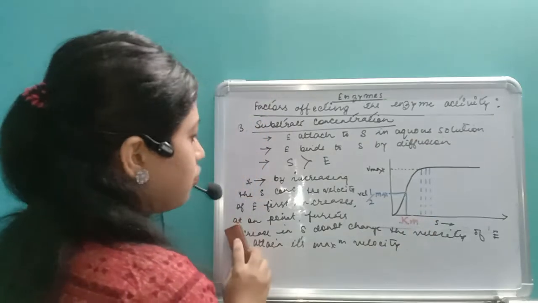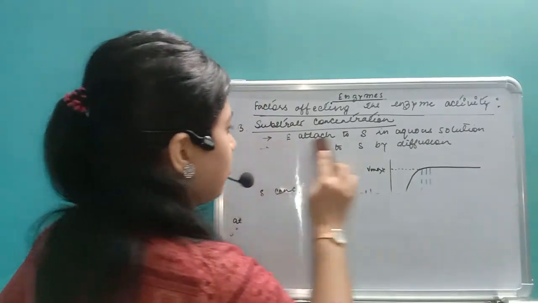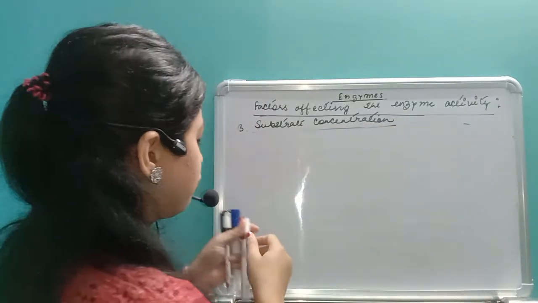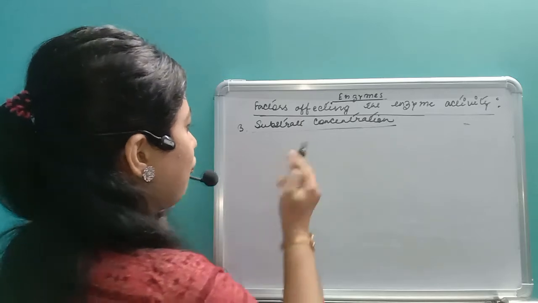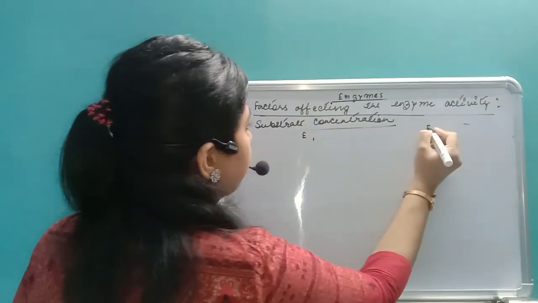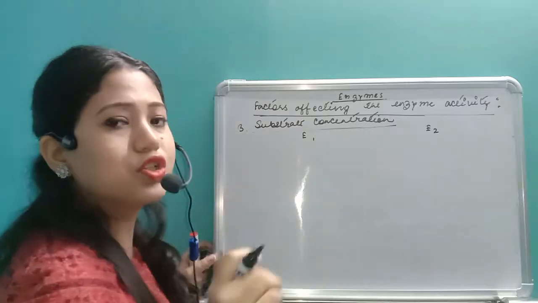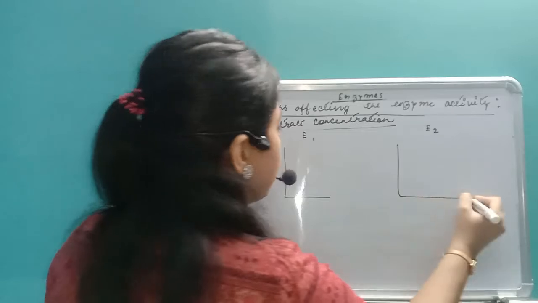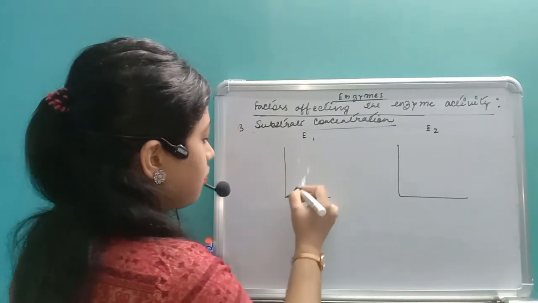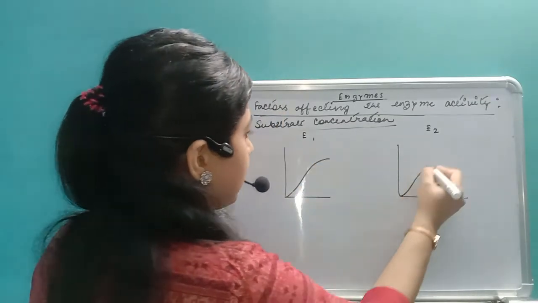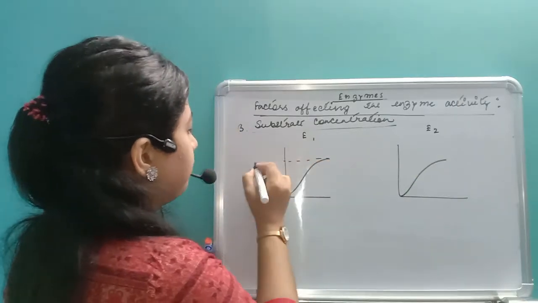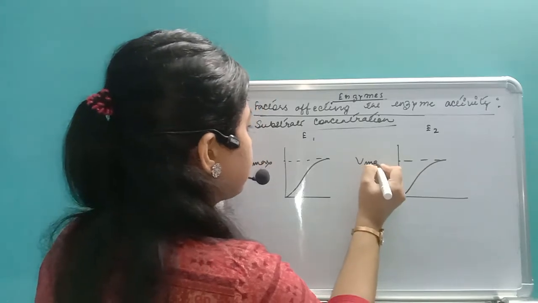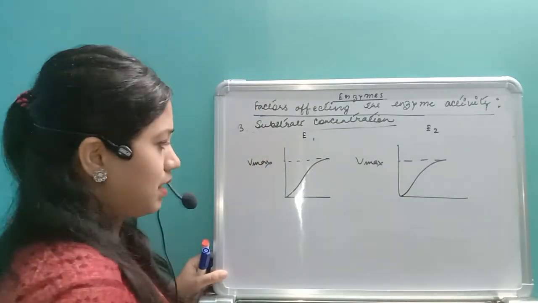If you need to see, I can show it in a graph. Suppose we have two enzymes, enzyme 1 and enzyme 2. For both these enzymes, which is going to produce more product? So here we will put two graphs. This one has this much Vmax and this one also has this much Vmax. For both of them the Vmax is supposed to be the same, so half of Vmax is the same.